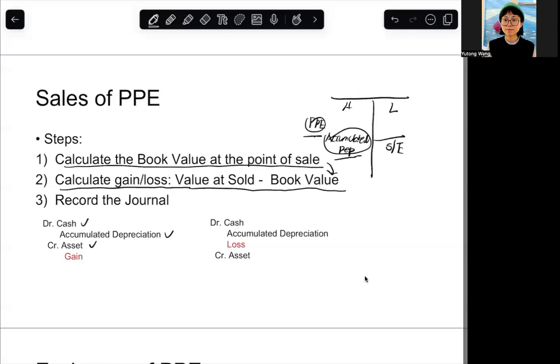So it's an asset we bought, so we want to remove it. So we just cancel it. We just decrease it. Okay. And then you get the gain.